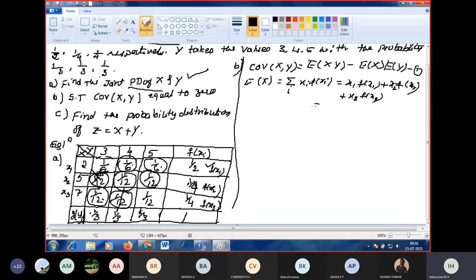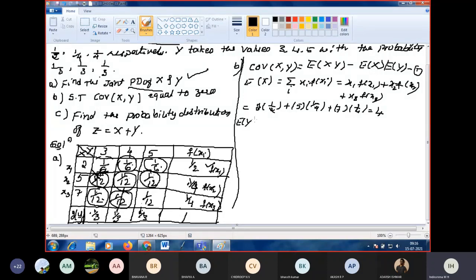Right? Next substitute. What is x1? x1 is 2. 2 into f of x1, which is 1 by 2, plus x2 is 5 into f of x2 is 1 by 4, plus x3 is 7 into f of x3 is 1 by 4. What did you get as the answer? Tell me fast. Here 2 cancelled, 1. 5 by 4 plus 7 by 4 is 12 by 4. 12 by 4, take LCM, that is 4. 16 by 4. What is 16 by 4? That is 4, right?